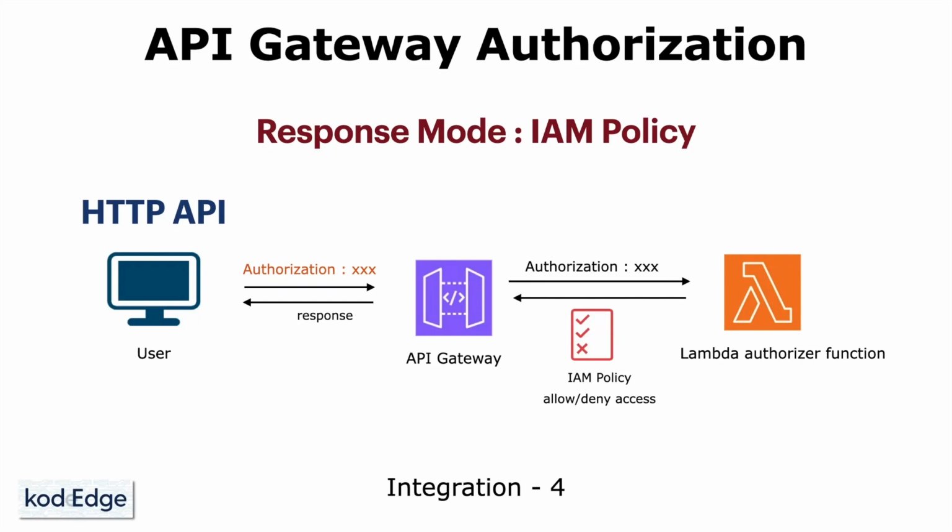The next configuration is response mode with the IAM policy. Here the user will send the access token using the request header only, and the Lambda authorizer will send the IAM policy back to the API gateway. We are going to see all this configuration in our demonstration. So let's move on to the demonstration.